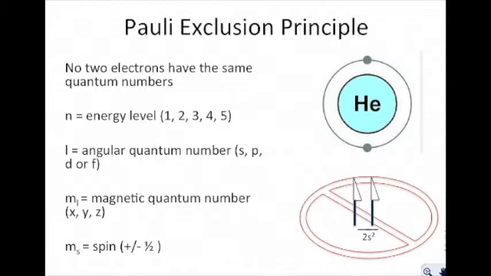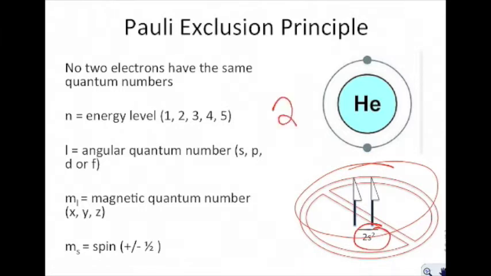They can have the same L value, they can have the same ML value, but all four of the numbers, the combination of the four numbers, has to be unique for every single electron. And what that shows us right here is that this is not correct. The reason why this would not be correct is this is a 2s2. So the energy level would be 2.